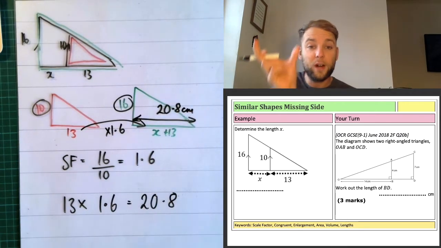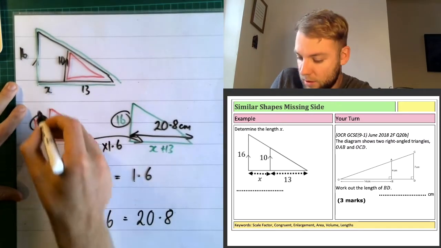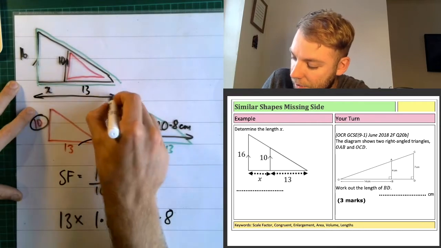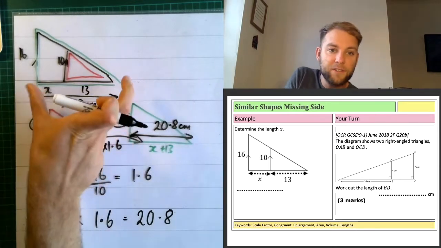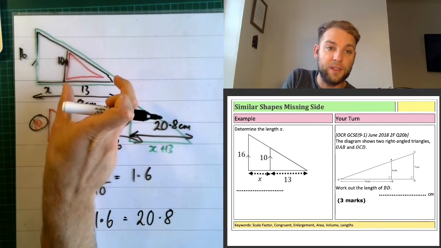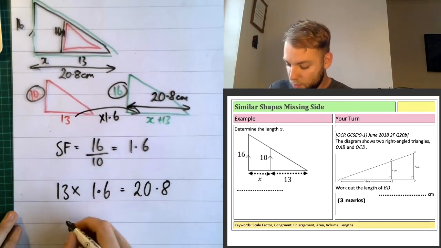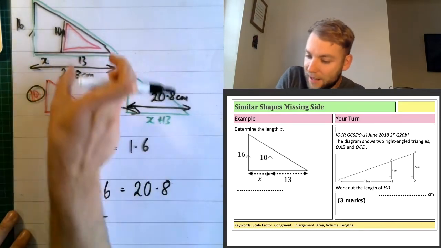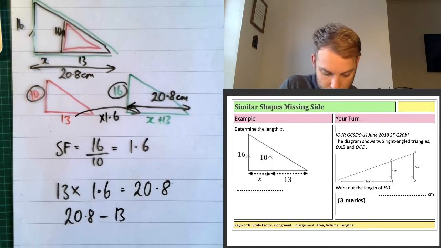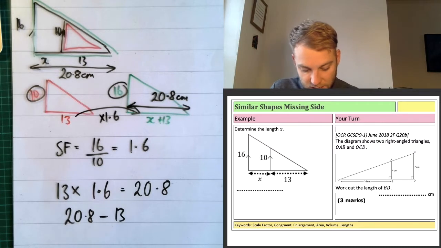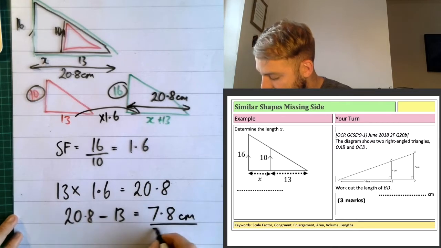But remember, I'm not trying to find out that full length this time. I'm just trying to find out what this X is. I could draw it on here if I want. Let's show you that. This length here I now know is 20.8 centimetres. So if I know that that length's 20.8 and I know that that length there is 13, to work out X, it's going to be the 20.8 take away the 13. So 20.8 subtract 13, which is equal to 7.8 centimetres. Brilliant. Super.